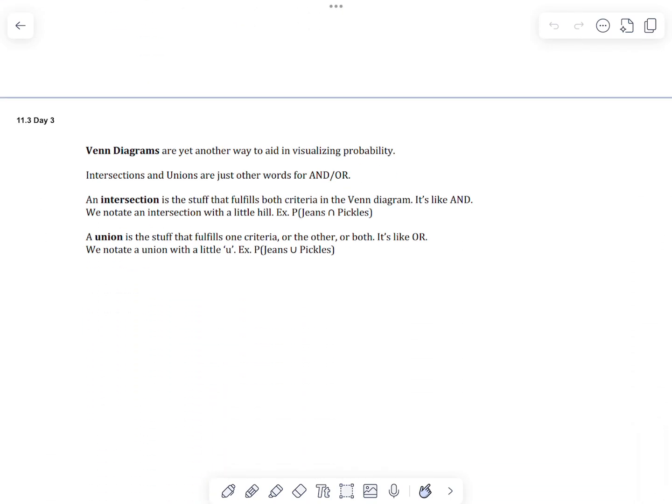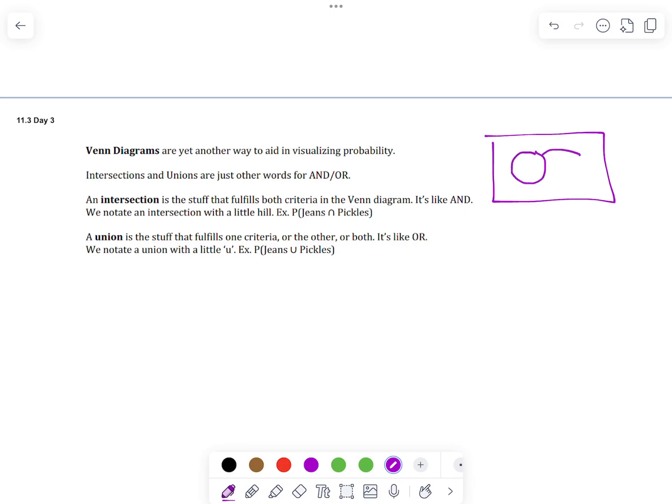Venn diagrams are used to aid in probability. We have intersections and unions, which represent "and" and "or." When we have an intersection, it fulfills the overlap of the two events. So if you have a Venn diagram with event A and event B, the overlap is the intersection here, and that's the "and." The notation we use is a little hill.